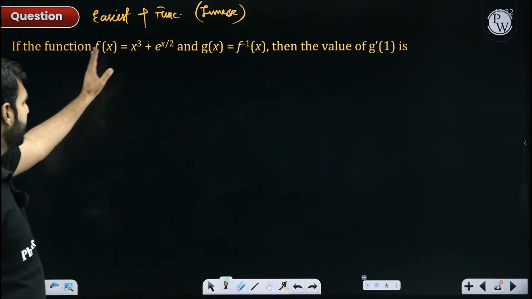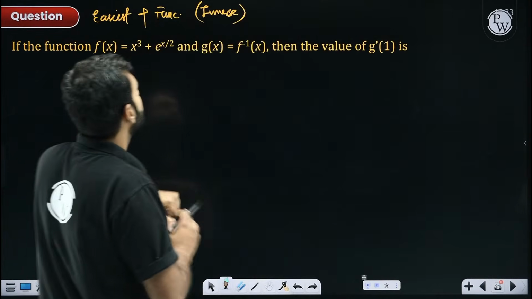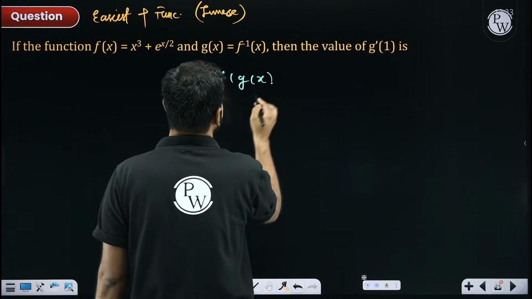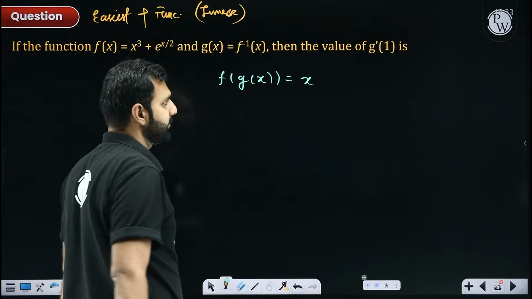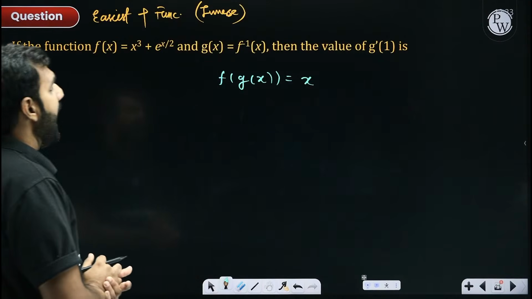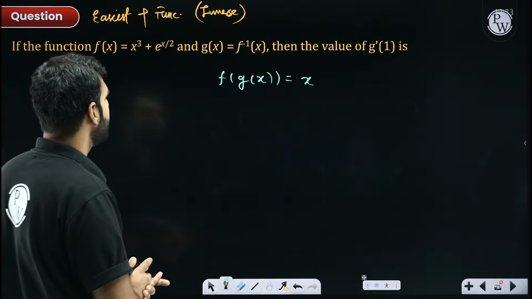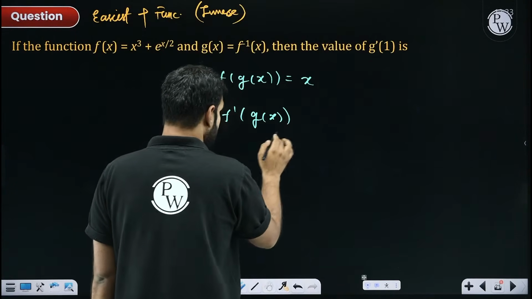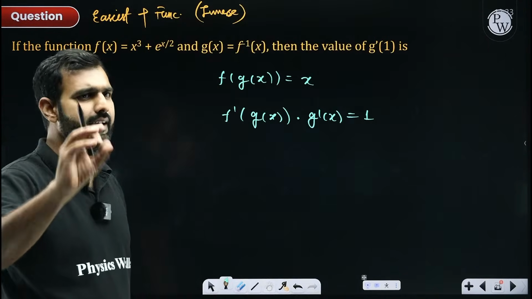What does it say? f(x) is given as this, g(x) is given as this, then find the value of g dash 1. The best thing I'll tell you is that if g(x) is f inverse x, can I not say f of g(x) is equal to x? Everybody got this? Do you all remember that? And from here, if I differentiate both sides, it will be f dash of g(x) dot, as per the chain rule, g dash x is equal to 1. Do you all remember that? Yes, easy, very easy.